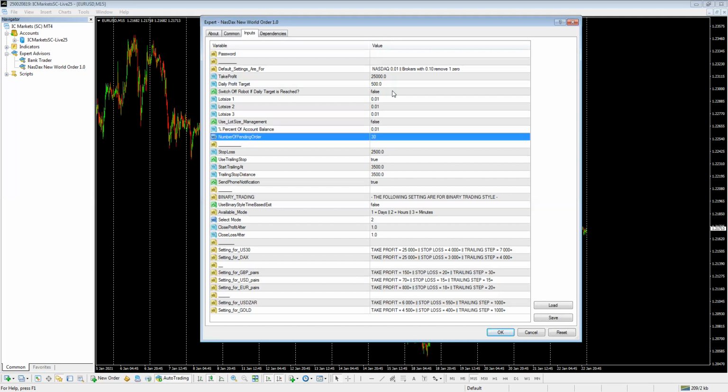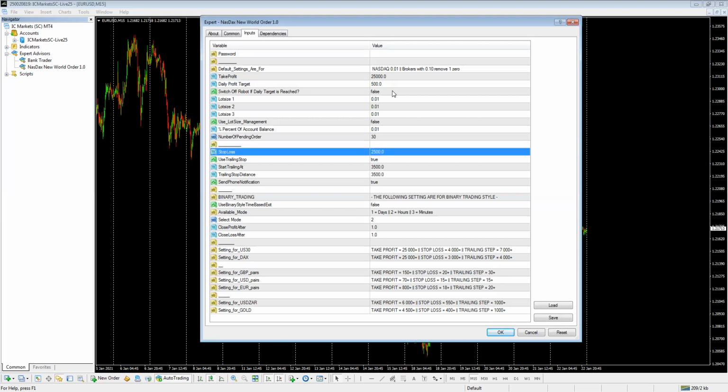Okay. Number of pending orders by default is 30, you can always reduce it, but try not to make it less than 10. This does not mean the robot will open 10 trades all at once. It just allows the robot to look further into the market. Okay.